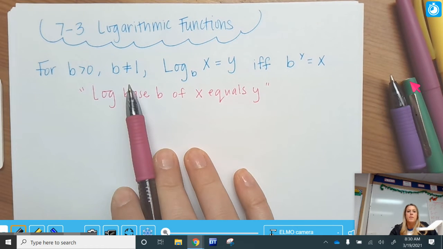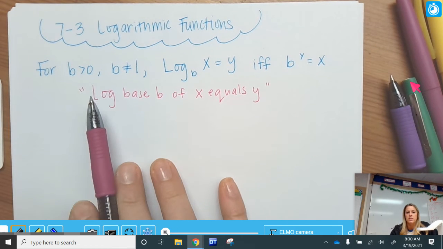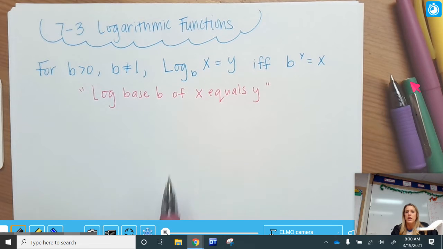What we're going to do right now is practice converting. We're going to start out with exponent form going to log form. Then we're going to do log form going to exponent form. And then we're going to talk about how we can use this to actually evaluate or simplify an expression.